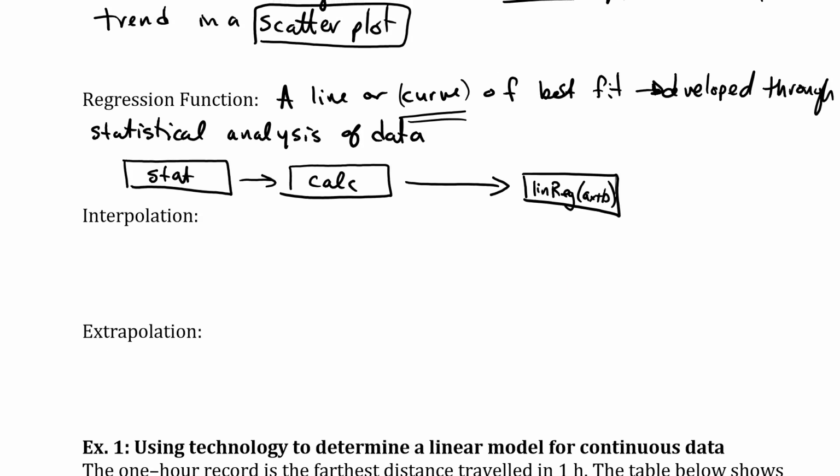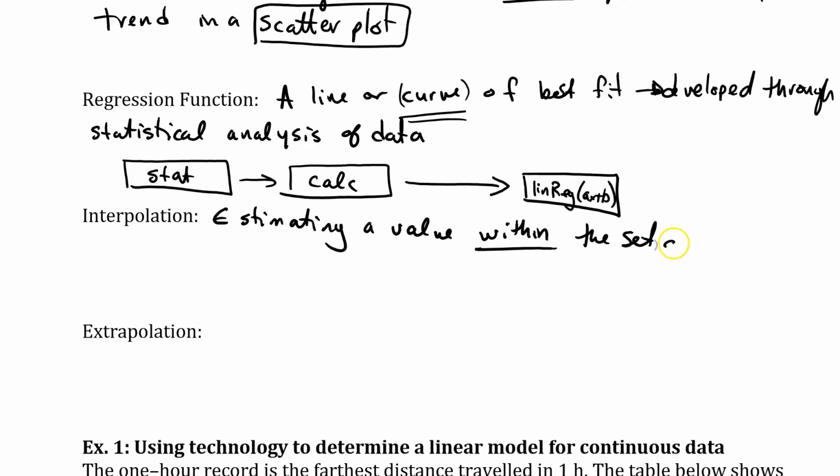Interpolation and extrapolation is something that we talked about in grade 9 math. Okay, interpolation is estimating a value within the set of data based on a trend. So this is between data points.